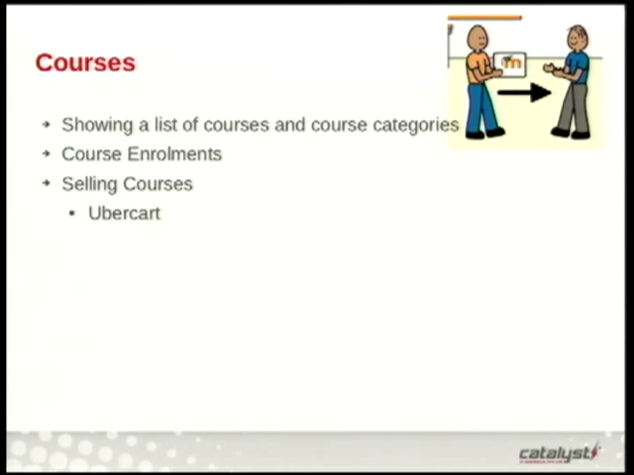Showing us courses and categories. We want to do course enrollments. I've been over this. We want to sell those courses in Ubercart or your favorite commerce module, which I believe there are talks on later in the conference. We want to expire the enrollments once people are done.